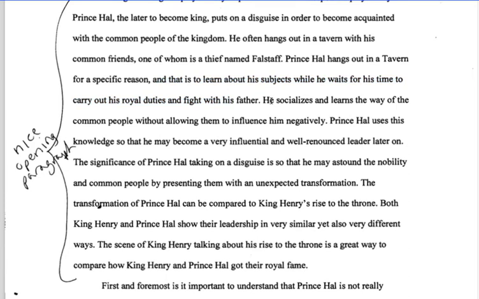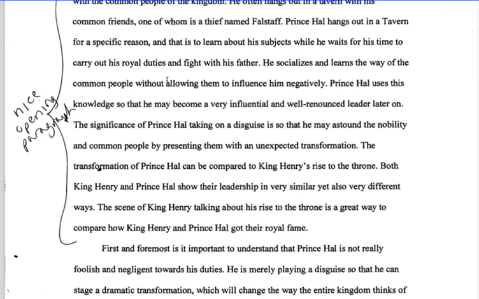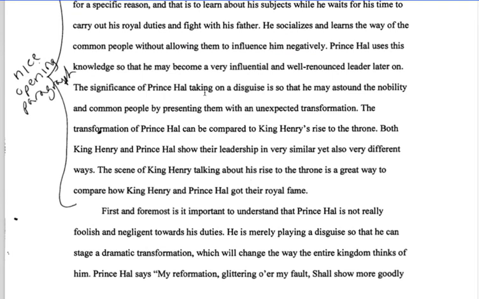He socializes and learns the way of the common people without allowing them to influence him negatively. That's a nice statement also. Prince Hal uses this knowledge so that he may become an influential and well-renowned leader later on. The significance of Prince Hal taking on a disguise is so that he may astound the nobility and common people by presenting them with an unexpected transformation.